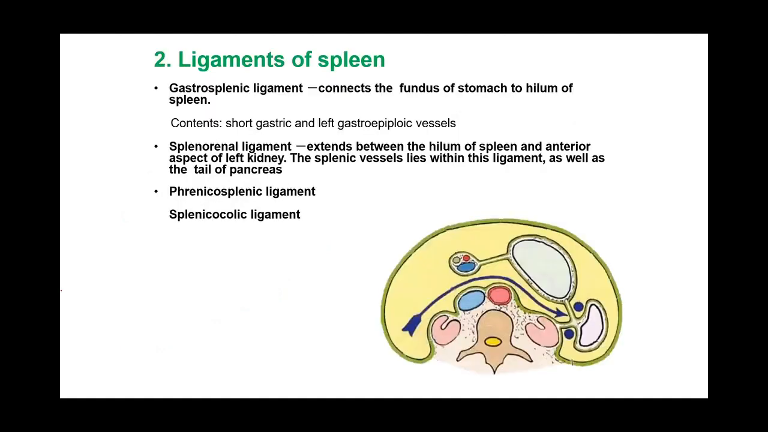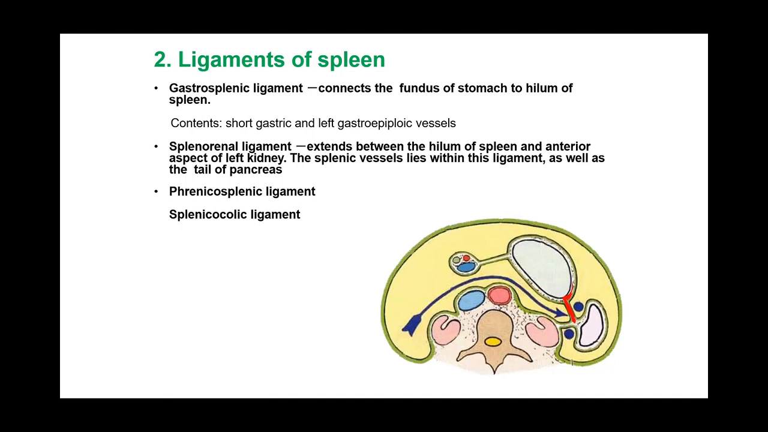Now, ligaments of the spleen. The gastrosplenic ligament. If you remember, we said it arises from the greater omentum. It connects the fundus of the stomach to the hilum of the spleen. You can see this is the stomach and it connects to the spleen.